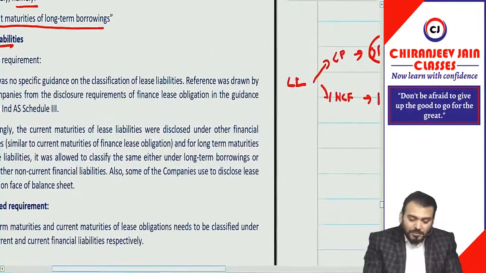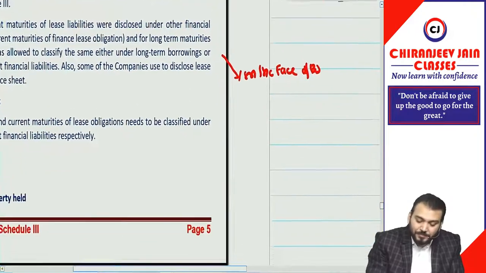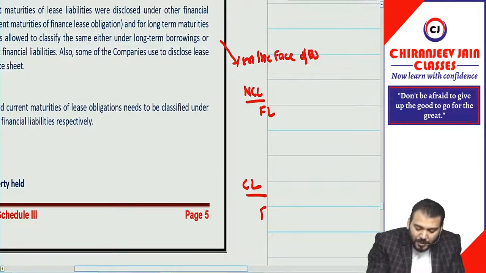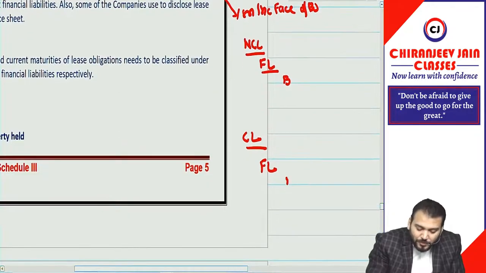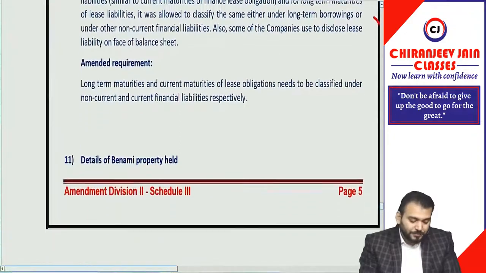Now this lease liability will be shown on the face of the balance sheet, directly. On the face of the balance sheet, we write non-current liability and current liability. Under non-current liability, we write financial liability. Under financial liability, first we write borrowing: this is long-term borrowing, this is short-term borrowing. Then we write lease liability. Understood? Got it? Yes, sir.